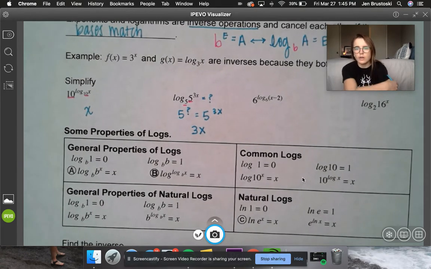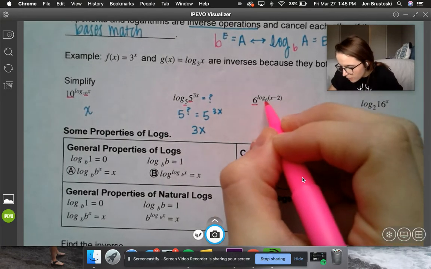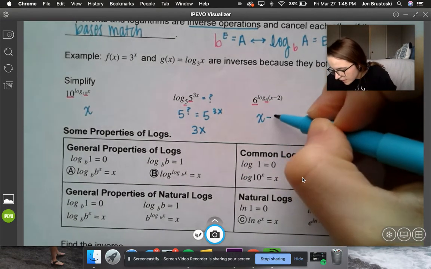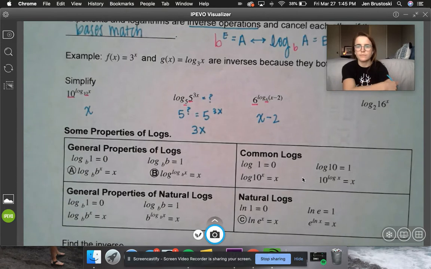All right, I would go ahead and pause here, see if you can do the next one on your own, but I'm going to go ahead and do it. We've got 6 to the log base 6 of x minus 2. The 6's match, they're both the bases, so we're left with x minus 2 for that one.